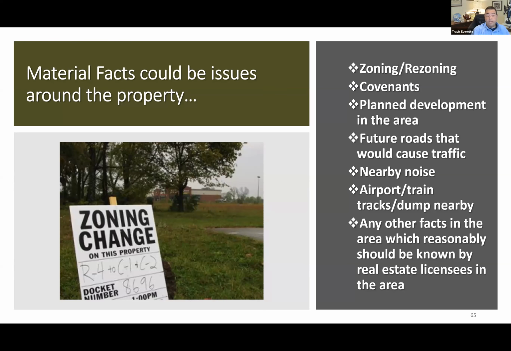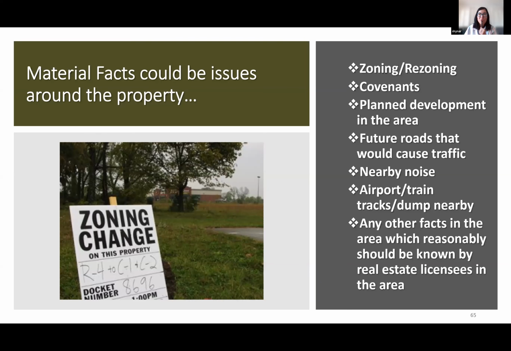Travis asks about not being able to use the property for a business. Well, that's zoning and rezoning. If somebody comes to you and says, I'm interested in buying a property because I want to put a Bojangles there, and that was about my house in Cary, do you think it's a material fact for me to say you can't put a Bojangles there, it's zoned for residential? Yes. Of course it is.